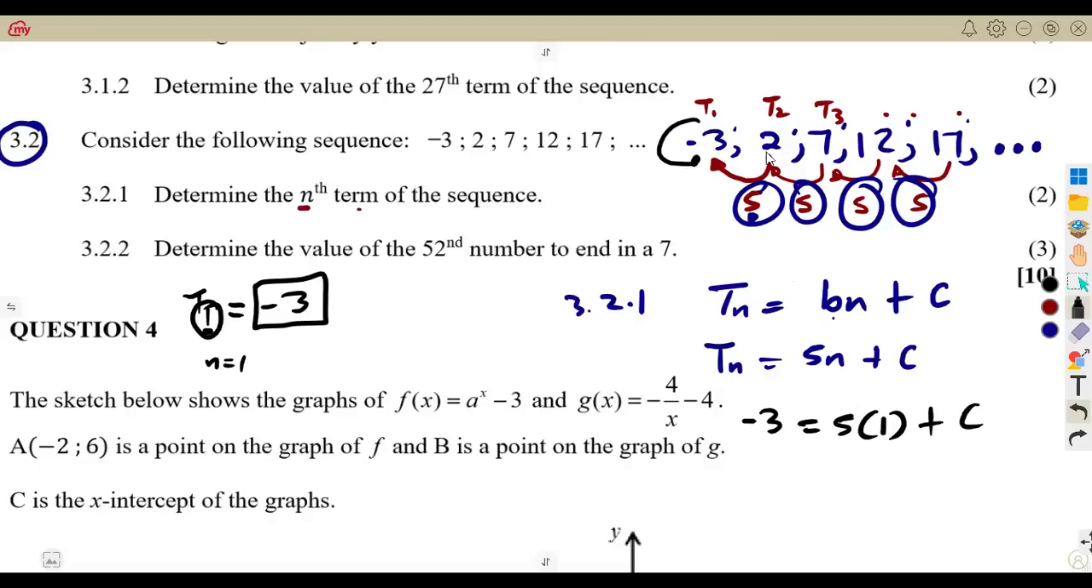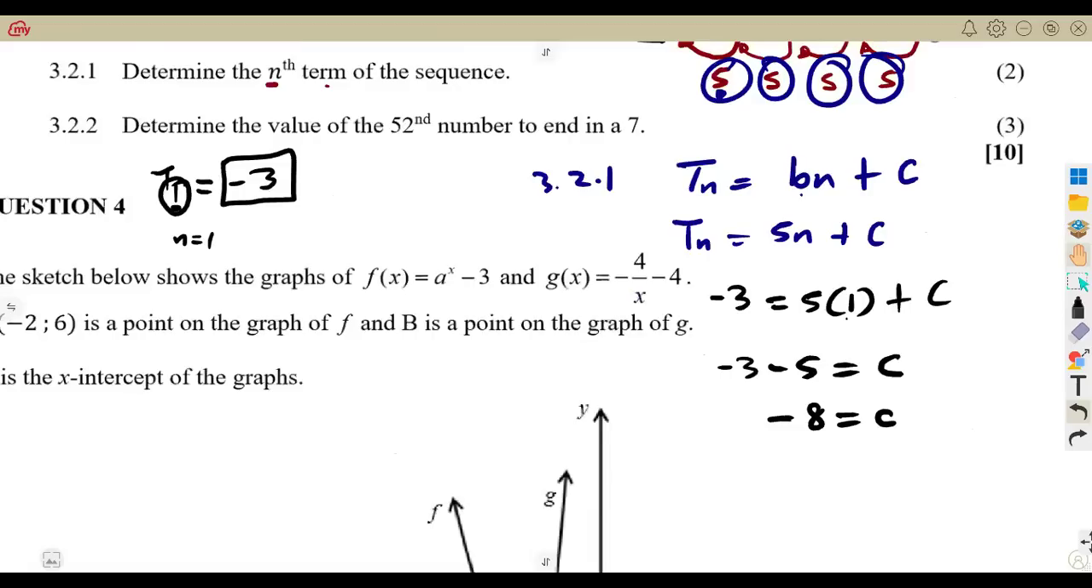Any part you can use T2, which is 2. You can use T3, as long as you understand that T2 is equal to 2. So this is what you represent in place of T, but in place of n, you represent a 2. T3 is equal to 7, like that. You can still find the same value of n. 5 times 1, that's a 5. You take it to the other side, it becomes a minus. So it's minus 5 here, which is equal to c. Minus 3 minus 5, that's minus 8, is equal to c.